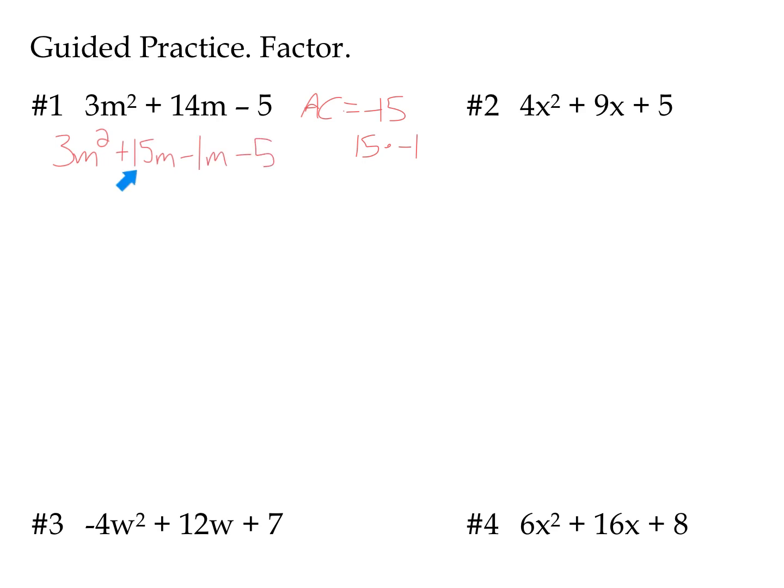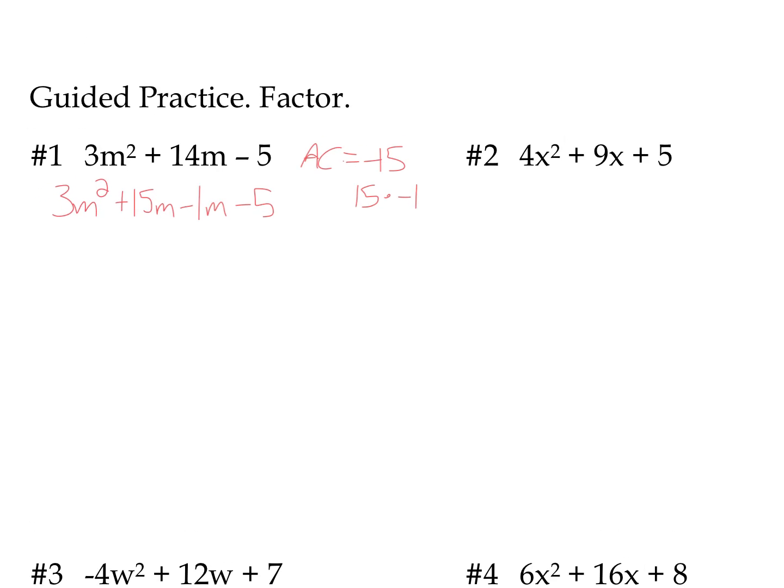One thing to note here, you could put the minus 1m and the plus 15m. It doesn't matter what order we put these in. These are going to add up to 14, whether it's negative 1 and plus 15 or 15 and negative 1. Okay, that will not matter. Now we're going to take each of those sets of 2 terms and group them. So we're going to group the 3m squared plus 15m and the minus 1m minus 5.